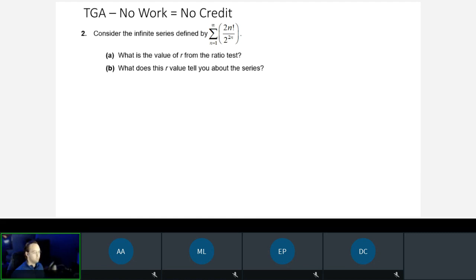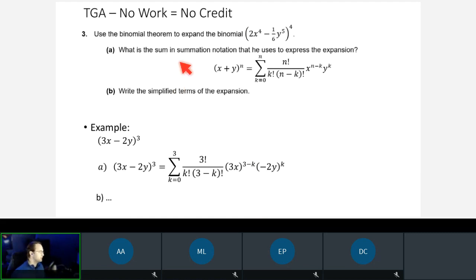So yeah, very straightforward. Number 3 says use the binomial theorem to expand this. What is the sum in summation notation that he uses to express the expansion? I give you the expansion formula right here.